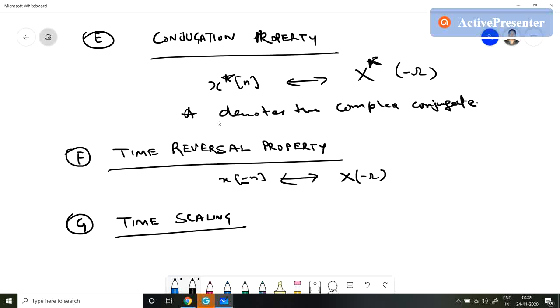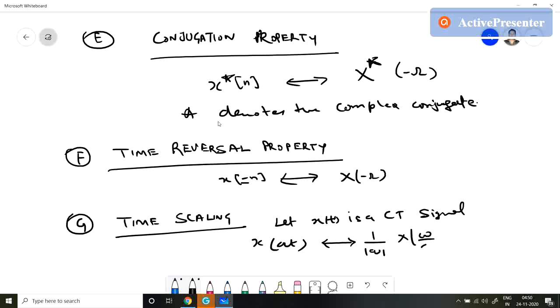According to this property, if we scale the time, first let us discuss by understanding what is the time scaling property in case of continuous time signal. So in case of continuous time signal, let x(t) be a continuous time signal, then x(at), the Fourier transform of this is 1 divided by modulus of a times X(omega divided by a).